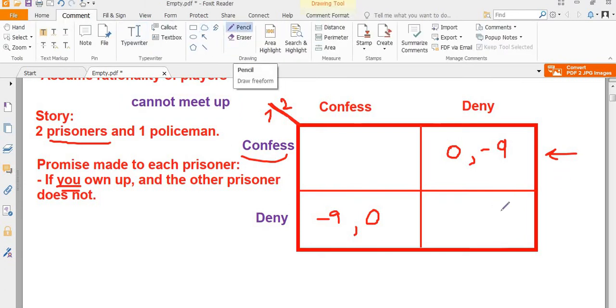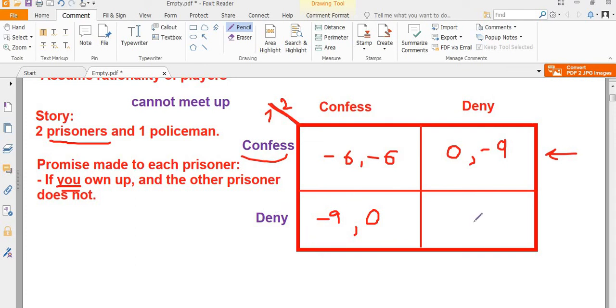Now what happens if their decisions match? So what happens if they both confess? If they both confess, yes, they were being truthful, that's right, so they might not get 9 years of jail time, but they did commit a crime, right? So they will be given a smaller jail time. So let's say they'll each be given 6 years of jail time. Again, minus represents the fact that it's a jail time, so it's a bad thing, so you get some amount of loss from it. So it's -6 and -6.